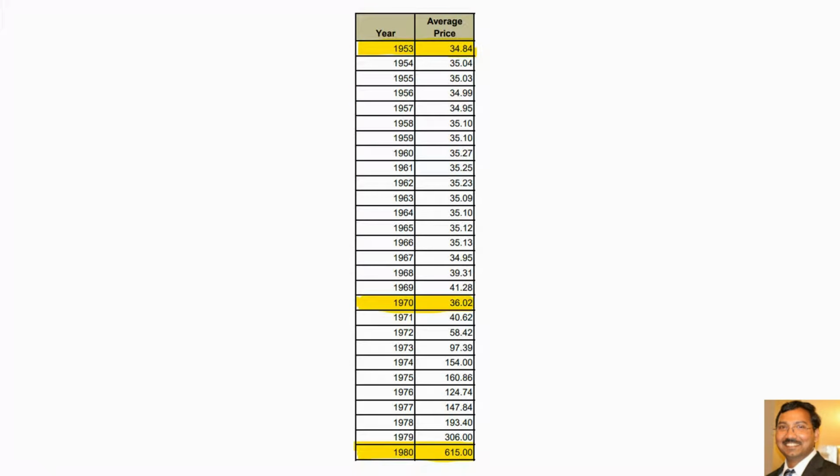And if you wonder what the gold price was in the 1970s and after 10 years: in 1953 it was $34.84, and in 1970 it was $36. Very little increase between 1953 and 1970. But after 1970 it went up. By 1980 it went to $615. From $36 to $615 in just 10 years, it's really a wonder how much the gold price rose.